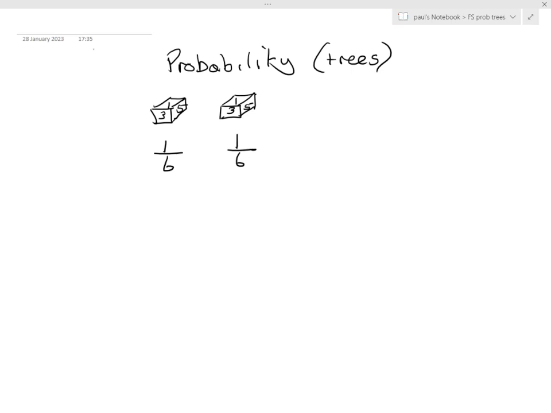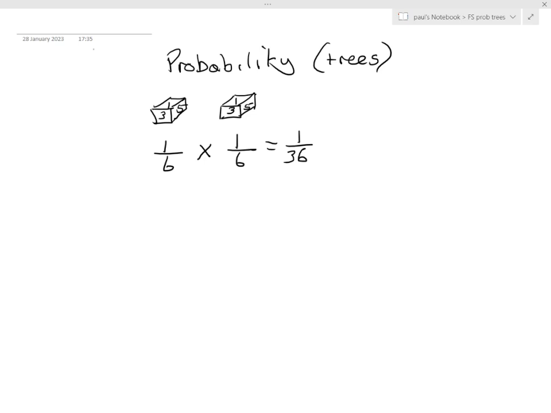If we want the probability of getting, say, two consecutive numbers, say we're after a 3, we've got a 1 in 6 chance of finding a 3, and then a 1 in 6 chance of finding a 3 the second time, and so we multiply the two probabilities together, so we get 1 in 36.